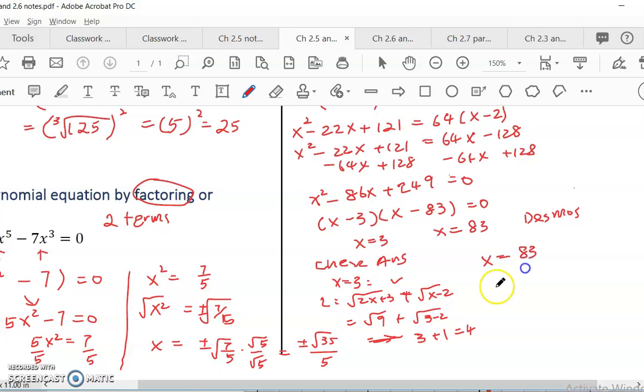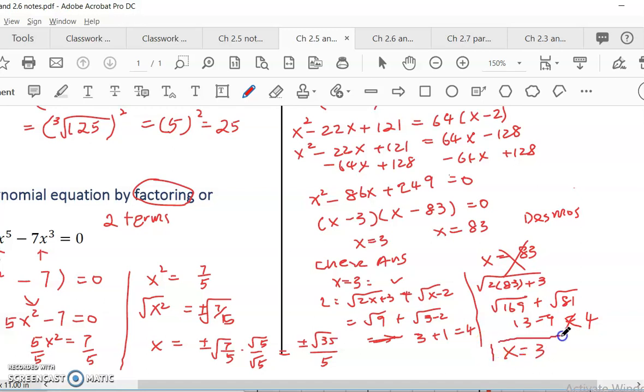So square root of 2 times 83 plus 3 is what? 166 plus 3 is 169. Plus 83 minus 2 is 81. So it's 13 plus 9. Is it equal to 4? Not equal to 4. So this is not a solution. Only x equal to 3 is the solution. So that's how you solve this kind.